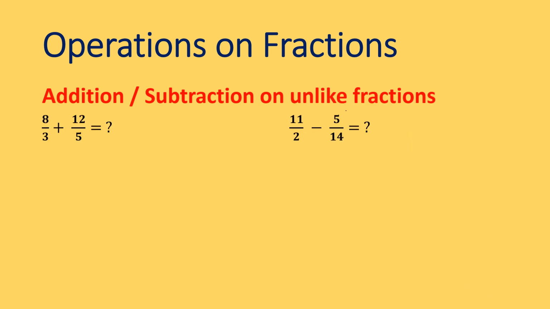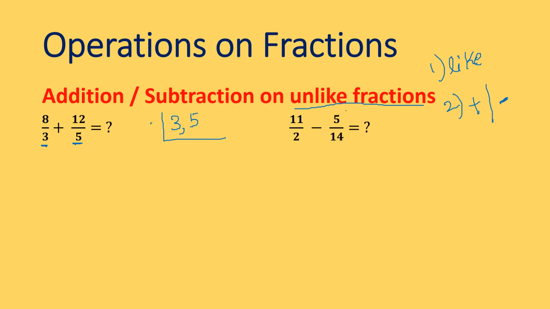Now we are going to do addition or subtraction on unlike fractions. So what is the rule for adding or subtracting unlike fractions? First we need to convert them to like fractions. Then we can do addition or subtraction. Here the fractions have 3 as the denominator and 5 as the denominator, so we cannot add just like that. I need to take the LCM of the denominators. That LCM is going to be the common denominator for both fractions.